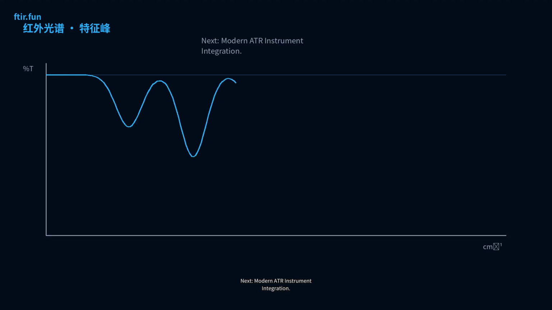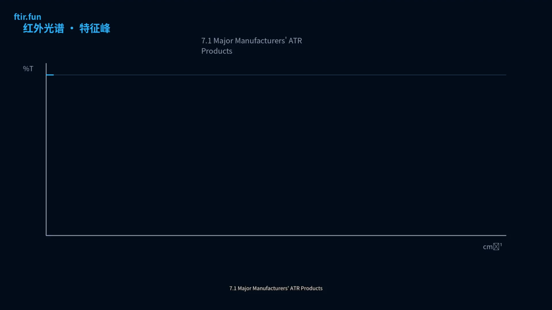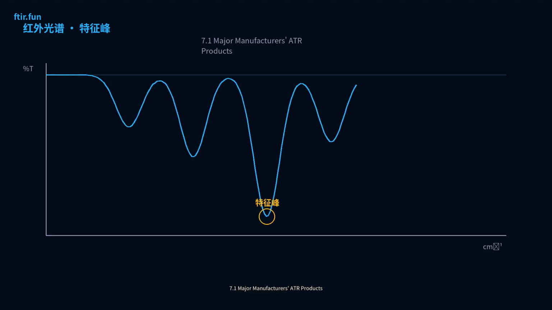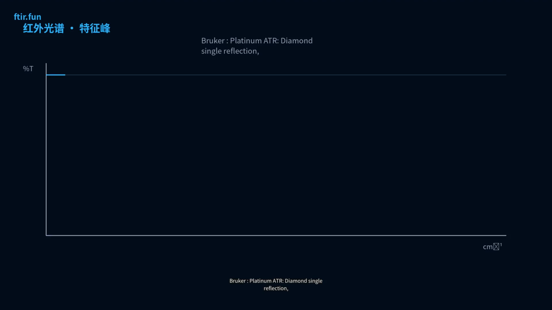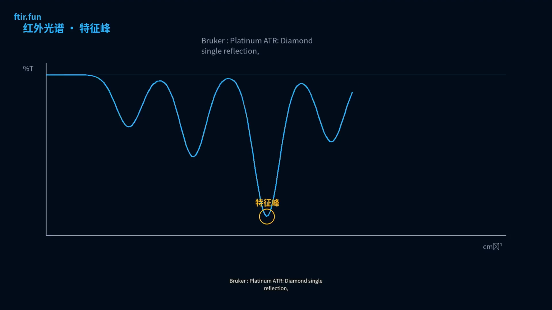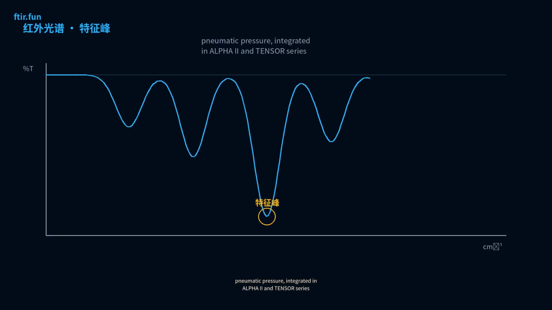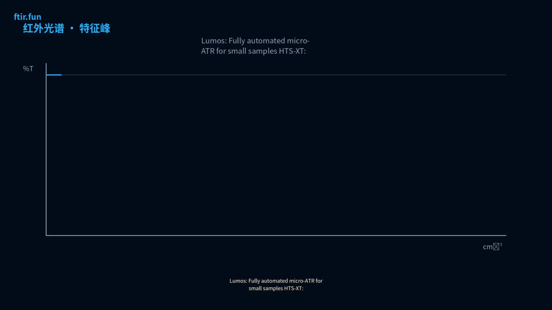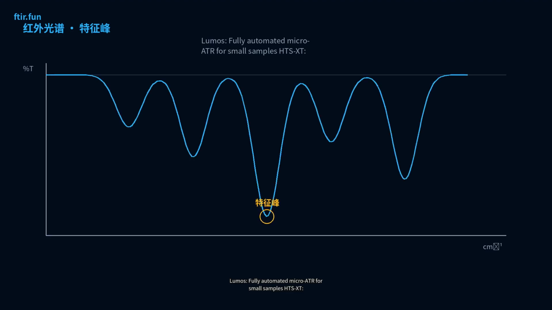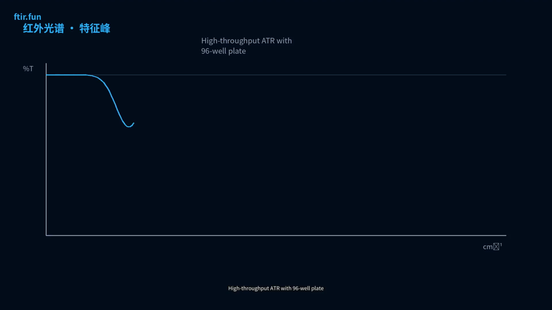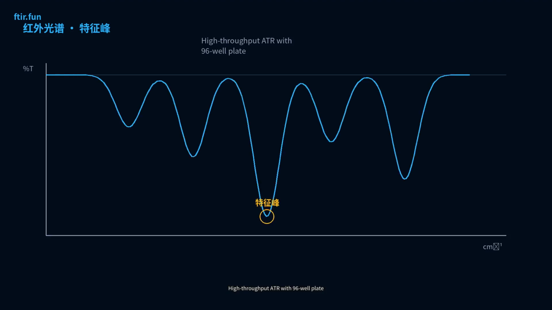Next, modern ATR instrument integration. 7.1 Major manufacturers' products. Bruker Platinum ATR, diamond single reflection. Pneumatic pressure integrated in Alpha II and Invenio series. Lumos fully automated micro ATR for small samples. HTS-XT: high throughput ATR with 96 well plate.